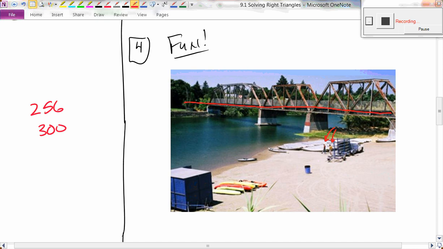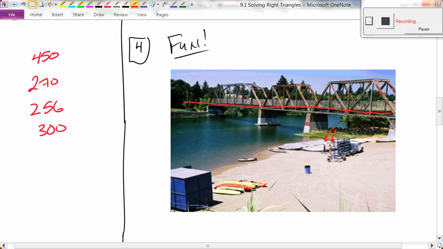300, that's it? No other guesses? Guesses are free, and they're just guesses. How much? 270. Oh, you guys are being conservative. I like that. Anything else? Based off the picture. 450. All right, now we're talking.